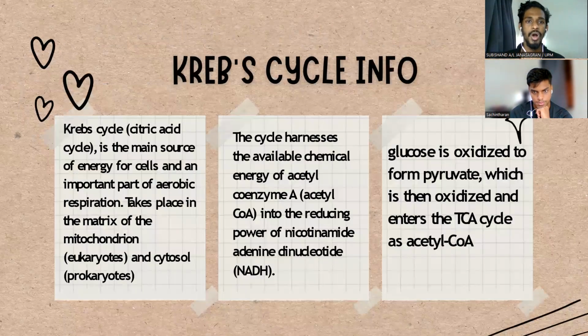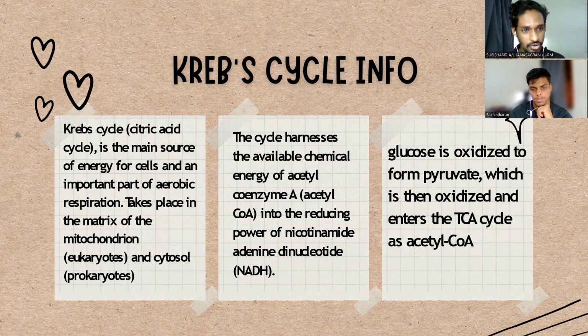So now let's look at what is the Krebs cycle. Basically, the Krebs cycle, also known as the citric acid cycle, is the main source of energy for cells and also an important part of aerobic respiration. It takes place in the matrix of the mitochondria for eukaryotic cells and also in the cytosol for prokaryotic cells.